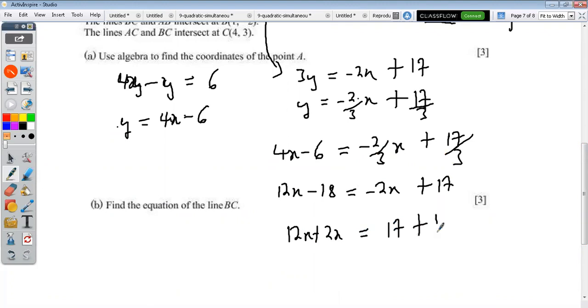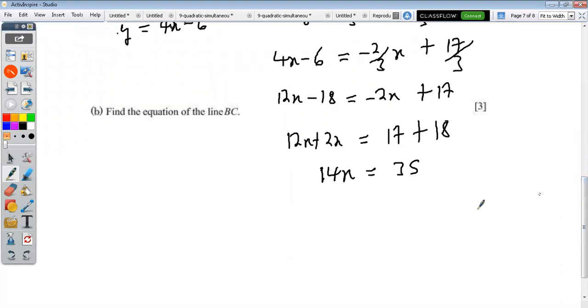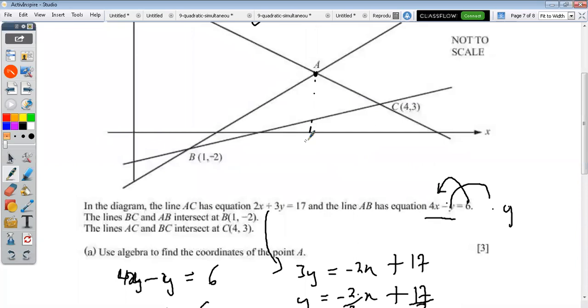17 plus 18. 18 is coming this side. So this is 14x is equal to 35. Now what is 35 divided by 14? 5 over 2, or 2.5. So we now know this coordinate here is 5 over 2 or 2.5.